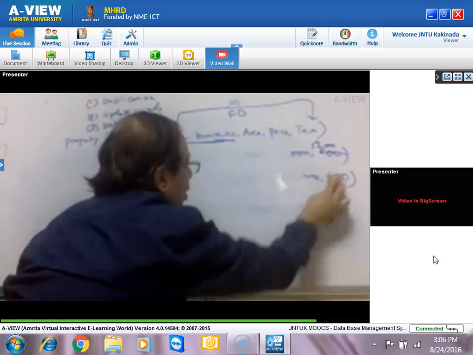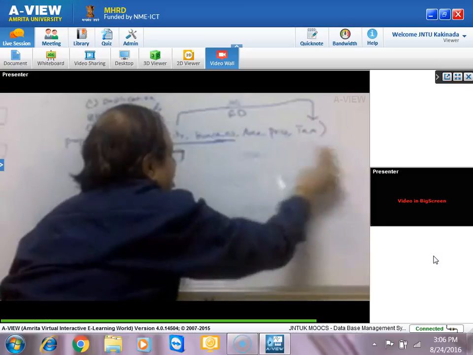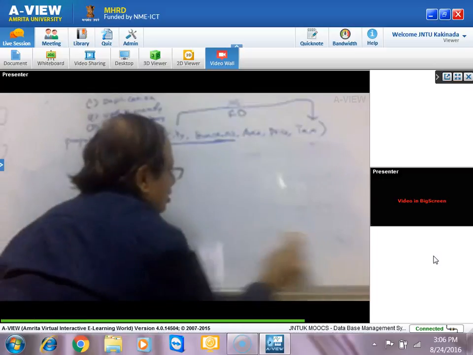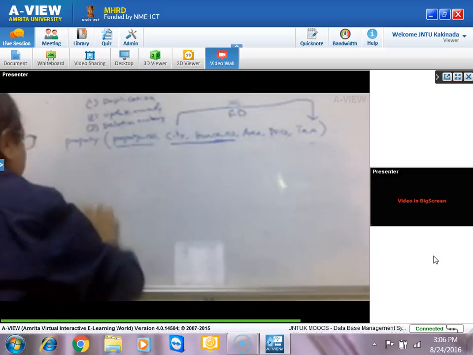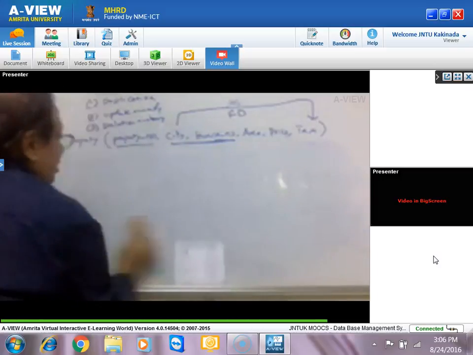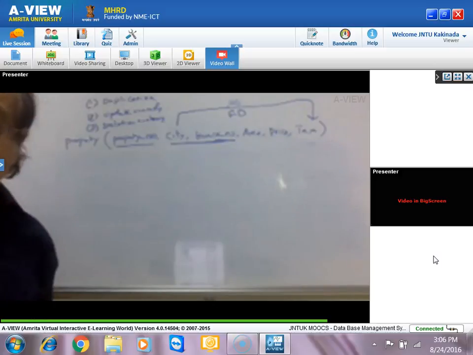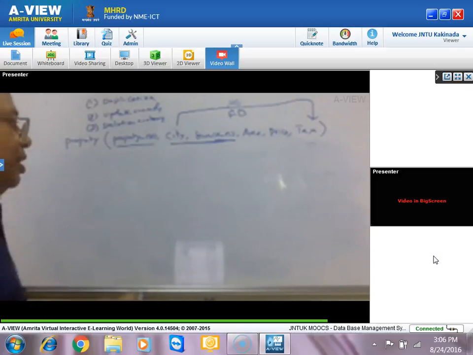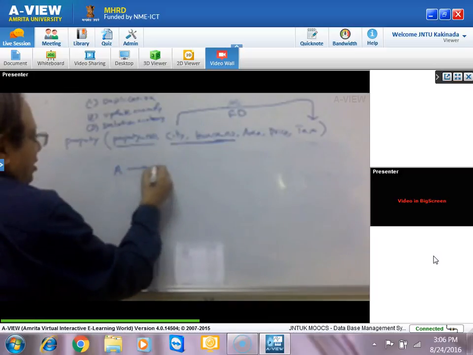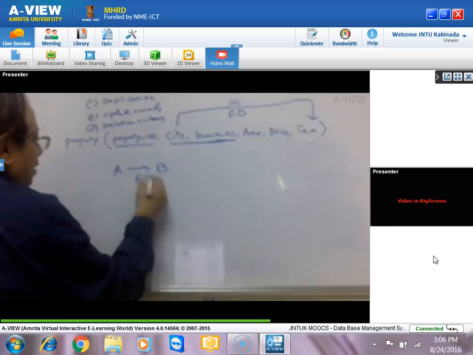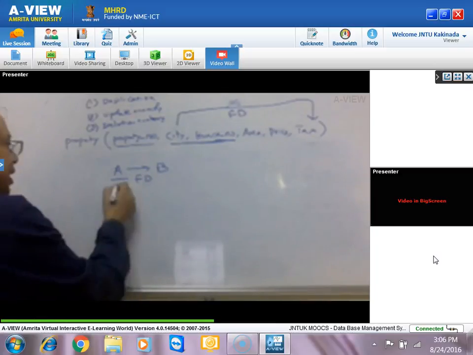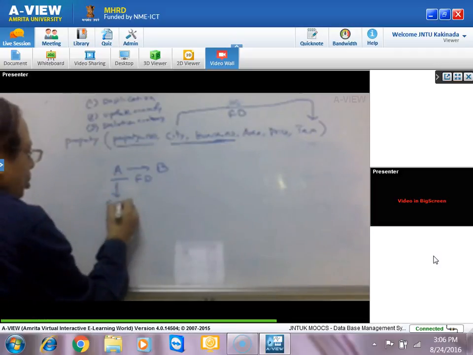To avoid this, what is the requirement to make your relation into a good relation? The requirement is that we want to make sure every FD, for example in this particular case, holds as follows: a relation is a good relation if for every functional dependency FD, the left side of the functional dependency is a super key.